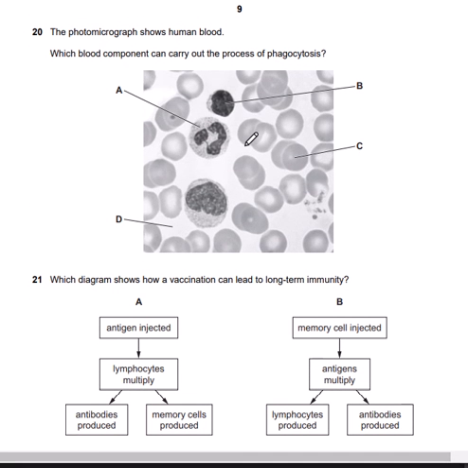Which blood component can carry out the process of phagocytosis? Phagocytosis can actually happen using phagocytes, and this is where they engulf pathogens. So A.